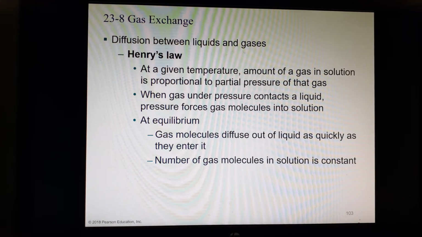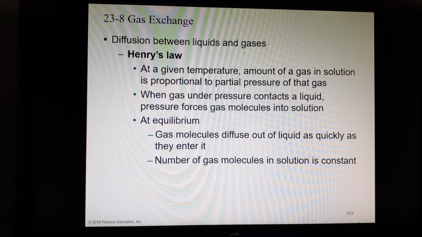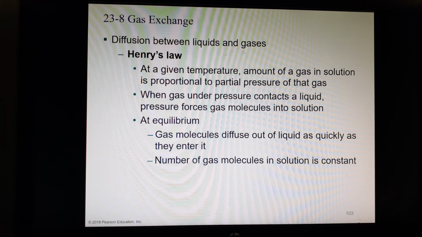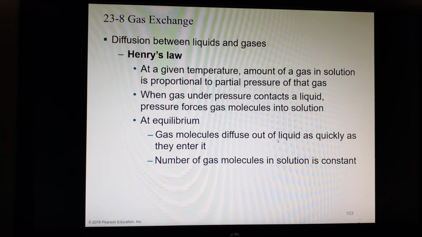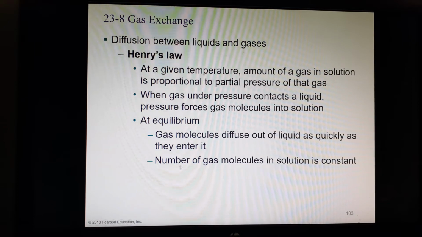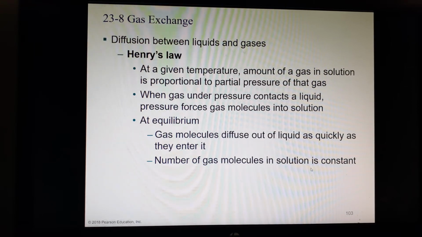Now, to get things to diffuse between a gas and a liquid, we have to take into consideration Henry's law. That says at a given temperature, the amount of gas in the solution is proportional to the partial pressure of the gas. And when the gas under pressure contacts a liquid, that pressure forces the gas into the liquid, into a solution. And so if we just let it go into and out of the gas based on diffusion, at equilibrium, the gas molecules diffuse out of the liquid as quickly as they enter it. So the number of gas molecules in the solution will be constant.